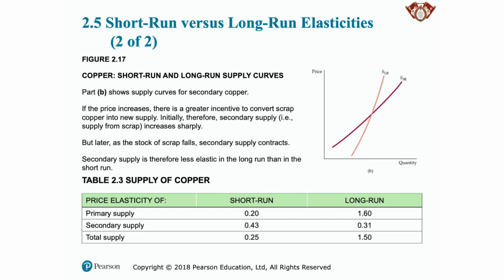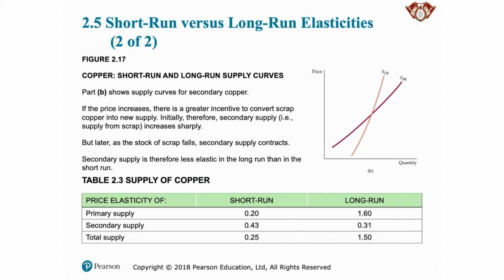Right? Now, table 2.3, supply of copper. Primary supply is the ordinary case, secondary supply is the opposite case, and then there is total supply. Short-run elasticity is 0.2 and long-run elasticity is 1.6 in the case of primary supply. So we know that long-run elasticity is greater than short-run elasticity in this primary copper supply, right? But in the secondary copper supply case, short-run elasticity is greater than long-run elasticity, right?